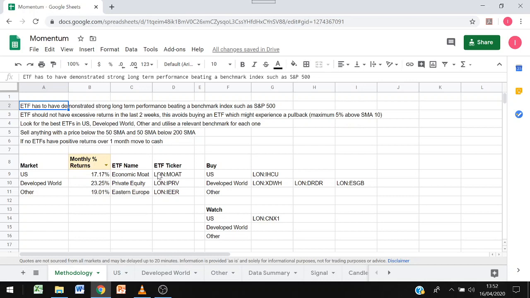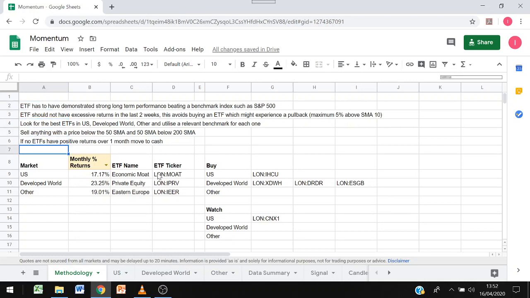I look for the best ETFs in three markets: in the US, in the developed world, which is ETFs that have a worldwide outlook, and then other, which might include single countries or emerging markets. And then I compare against a relevant benchmark for each one of those.